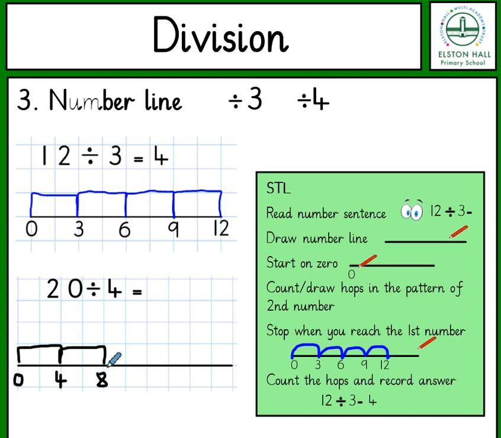8, count on 4, makes the number 12. 12, count on 4, makes the number 16. 16, count on 4, makes the number 20. And that's when we need to stop. To find the answer to 20 divided by 4, all we need to do now is count the number of hops. 1, 2, 3, 4, 5. 20 divided by 4 equals 5.